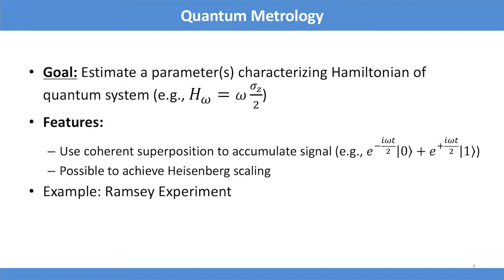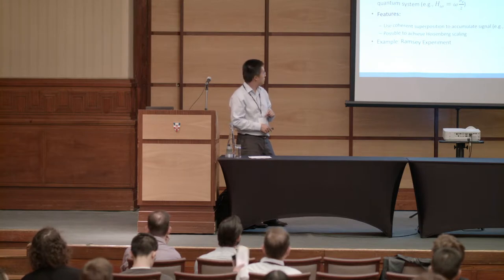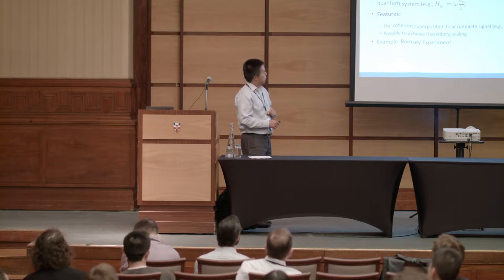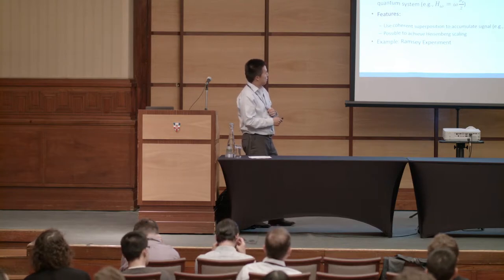So maybe let's start with the definition of quantum metrology and what its goal is. Here I'm considering a well-defined setting, which is how to characterize a parameter in a Hamiltonian. For example, suppose you have a two-level system with an energy difference, and that is the quantity you want to measure, which you can use to measure a magnetic field or some other quantities. But here, in the theoretical abstraction, you just want to measure the energy difference of the two-level system. And one way to do it is to use a quantum system, because the two-level system is quantum by itself.